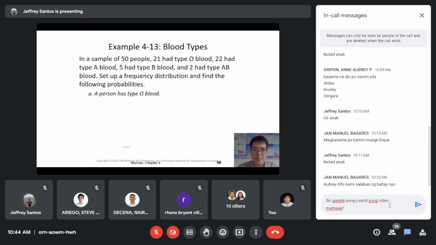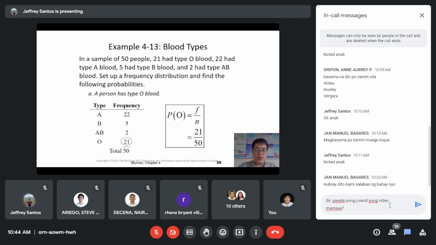Okay, some more examples. In a sample of 50 people, 21 had type O blood, 22 had type A blood, 5 had type B blood, and 2 had type AB blood. Set up a frequency distribution and find the following probability. So first is a person has type O blood. So pag pinagawa kayo ng frequency distribution, lalagay nyo lang yung total. So the probability that a person has type O blood, anong gagawin natin? Simply divide yung bilang ng may type O blood by the total number of people given. So here it's just 21 over 50.